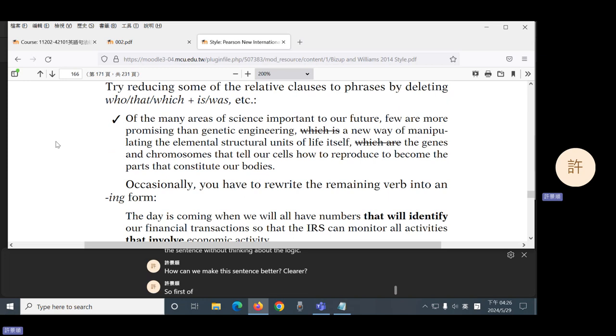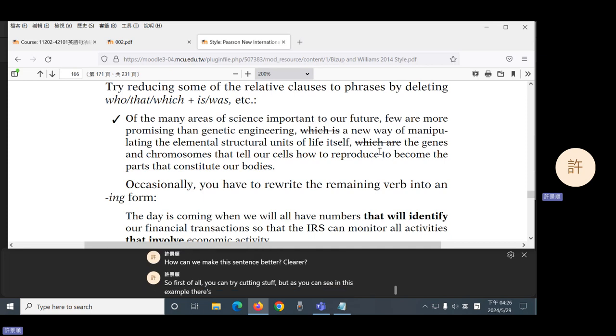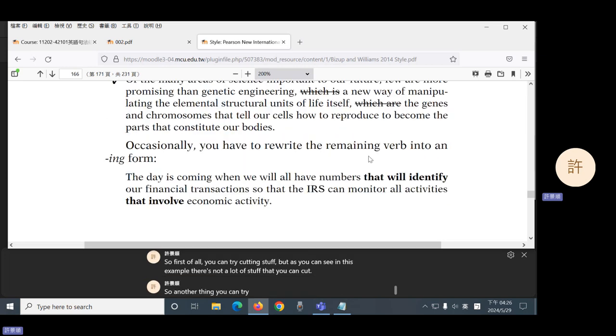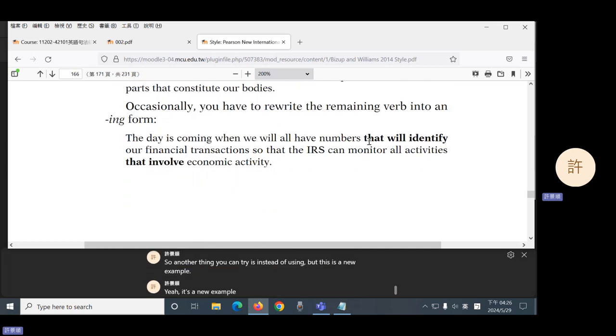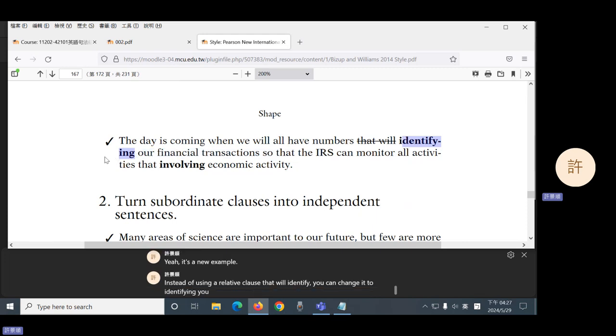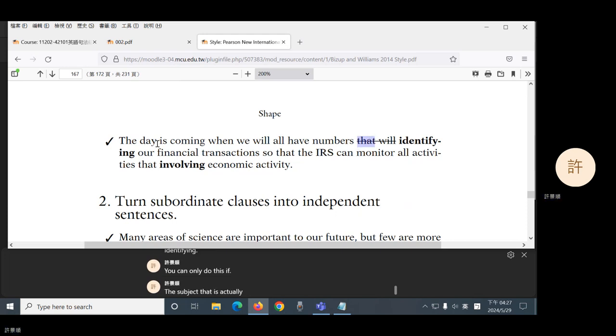So first of all, you can try cutting stuff. But as you can see in this example, there's not a lot of stuff that you can cut. So another thing you can try is, this is a new example. Instead of using a relative clause that will identify, you can change it to identifying. You can turn relative clause connections into present participles, ing.